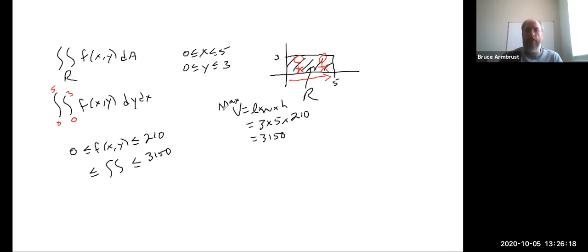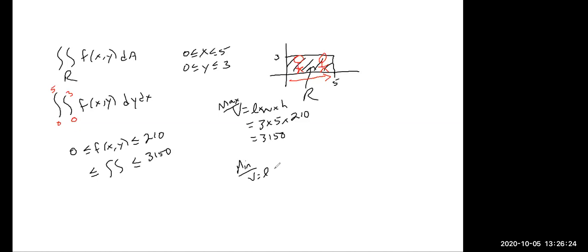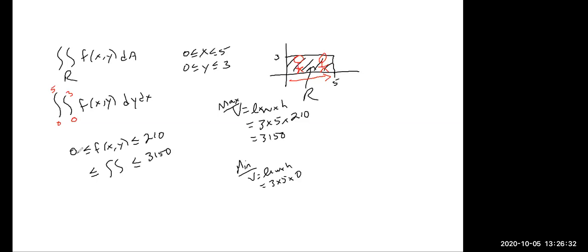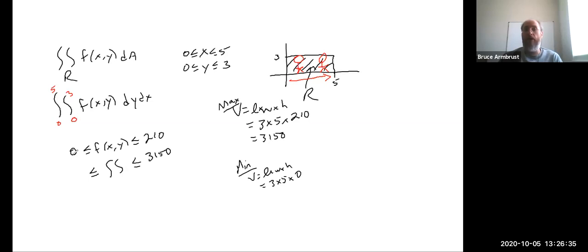So what about minimum volume? Well, again, length times width times height. So it's going to be 3 times 5 times 0, because the smallest could be if it was 0 everywhere. So then it's 0. So I actually have a pretty big range of what this integral could give us. It's going to be something between 0 and 3150. But those I know for sure, 100%. I know that this double integral is going to be somewhere between that.